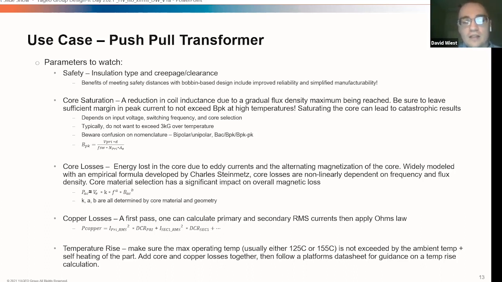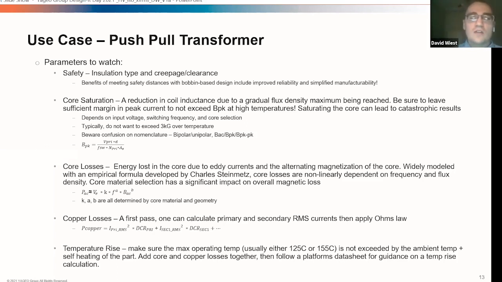So there are typically guidelines in the data sheet for a given platform on how to calculate this. Additionally, copper losses are also known. There's Ohm's law, just the RMS current applied times the DCR. You must also consider AC loss in the winding, and that's not shown here. And again, that's something that we help with.